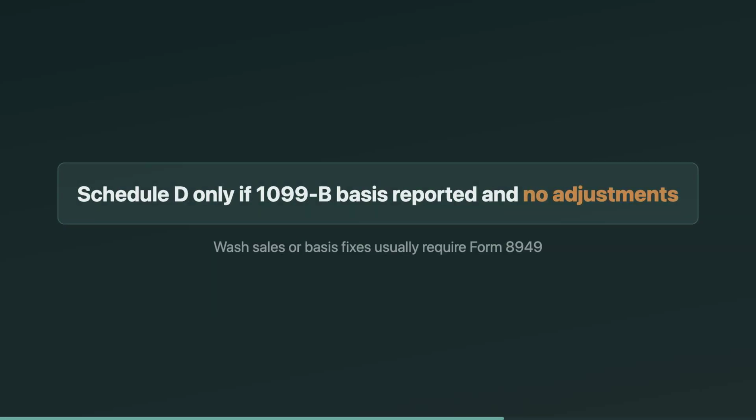Here's the key shortcut. Sometimes you can skip Form 8949 and report directly on Schedule D. Generally, that's when you have a Form 1099-B showing basis was reported to the IRS, and there are no adjustments, especially no wash sale adjustments. The moment you need to adjust basis, correct holding period, or handle wash sales, you're back to Form 8949. On the EA exam, wash sale is a giant arrow pointing to Form 8949.